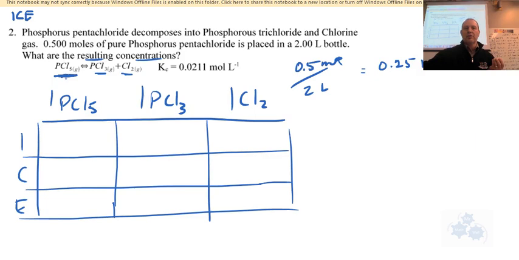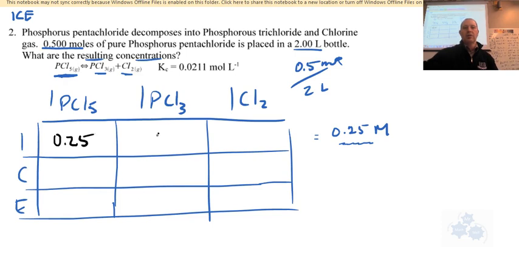So if we only have this to start with, we would have nothing of the other until equilibrium, right? Or until it starts to decompose. So we're dealing with concentrations on ICE charts always. First of all, let's go 0.5 moles divided by 2 liters, and that's where we get this number right here, 0.25 moles per liter. So that's our concentration of PCl5. Let's put that in here, 0.25. And we start off with 0 and 0 here.